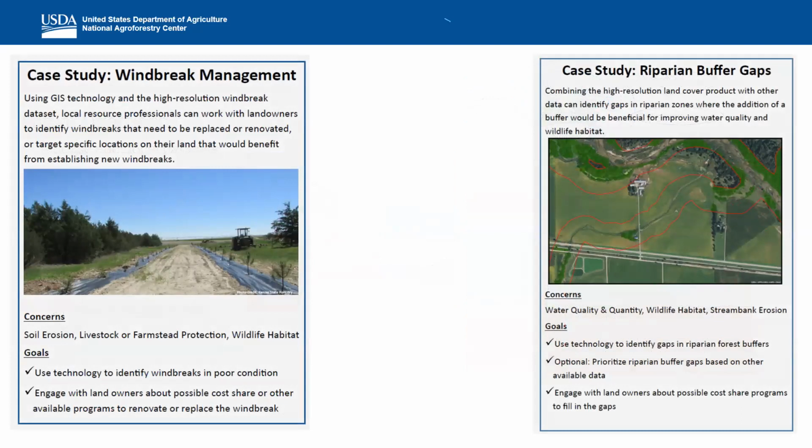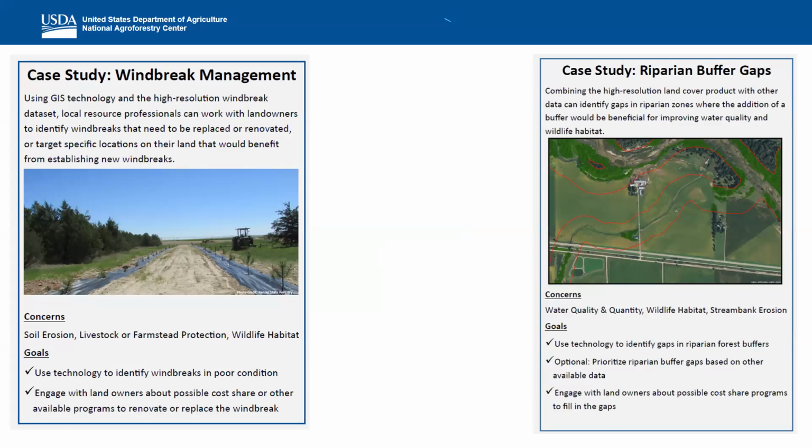So here are a couple examples of applications that the data set is being used for or could be used for. The first one is one Kansas is currently undertaking. They're using the data set with some additional information to reach out to landowners to let them know about possible cost share or other conservation programs available for windbreak renovation.